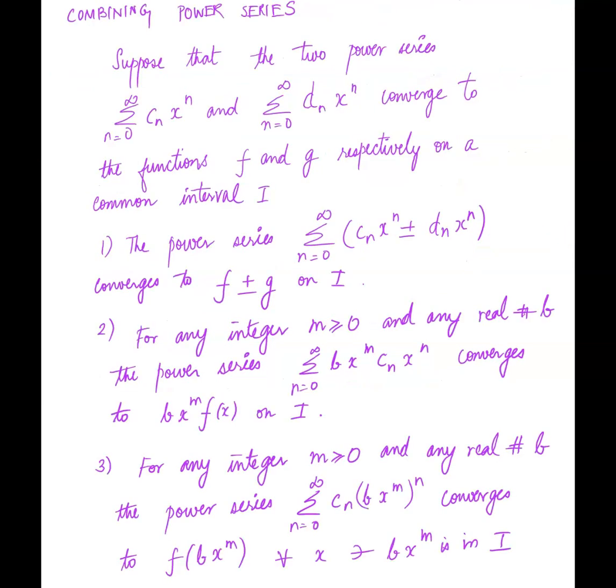So let's come back here, and if you look at this one, well, the first condition is kind of intuitive, right? If you added the two power series together, then they will converge to the sum of their functions on that interval I, because that's the key point there, the common interval I. Look at the next one. For any integer m greater than or equal to 0, summation b x^m Cn x^n, that looks really complicated. So let's take a look at that.